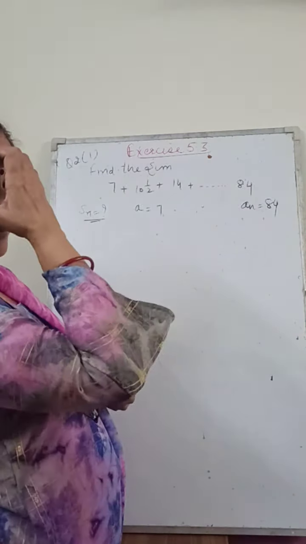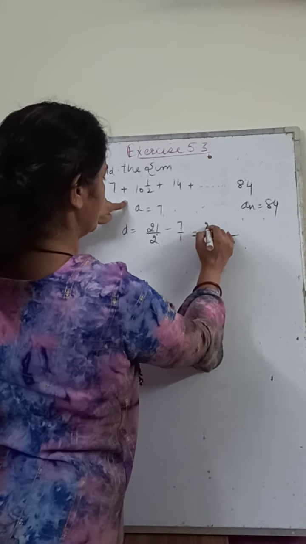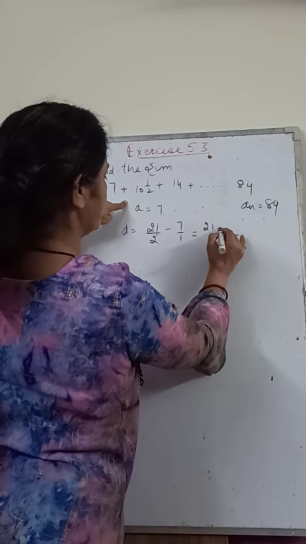Clear? Now children, listen to one thing. You know the Sn formula is n by 2 into 2a plus n minus 1 into d, but here the difference is not there, so we will find the difference. n is not there either. So let's find d. d is what? 21 by 2 minus 7 comes out to be 7 by 2. 21 minus 14 comes out to be 7 by 2. This is the difference d.